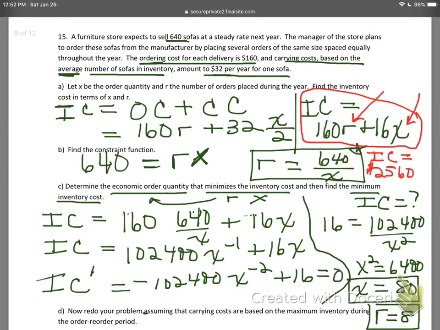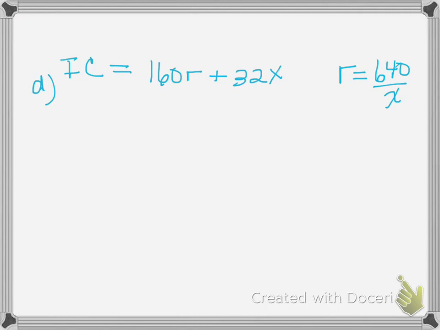Now they say in D, redo your problem assuming that carrying costs are based on the maximum inventory during the reorder period. So that means that where we divided by 2 here, we will not do that. So let's redo the problem on the next page and answer what they're asking us to do in Part D. Okay, so here I set up Part D now.